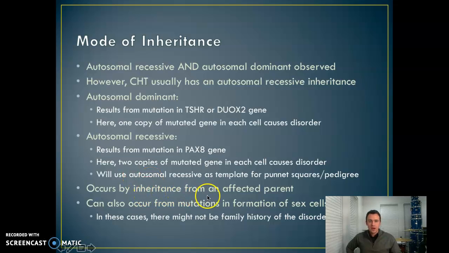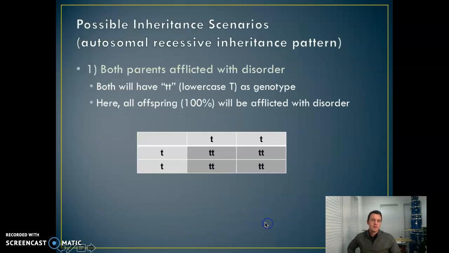It only takes one parent to inherit this disease or disorder. However, the probability of offspring receiving the disorder depends on the second parent, whether or not they're a carrier of it or are afflicted by it. It dictates the percentage of probability that the offspring might get it. This disorder can also occur from mutations in formation of sex cells, and in these cases there might not be a family history of the disorder.